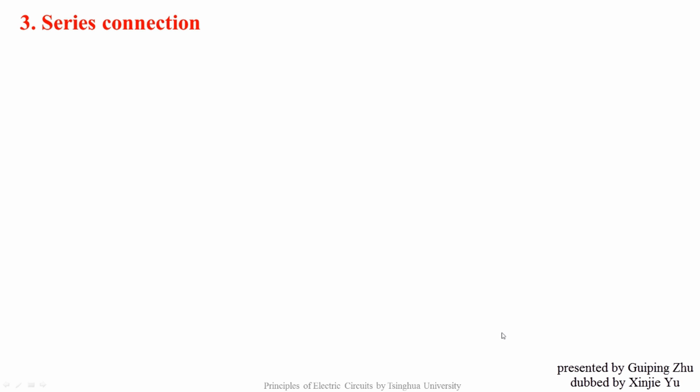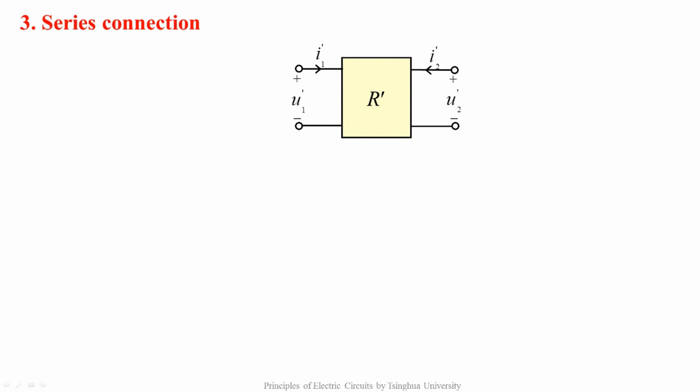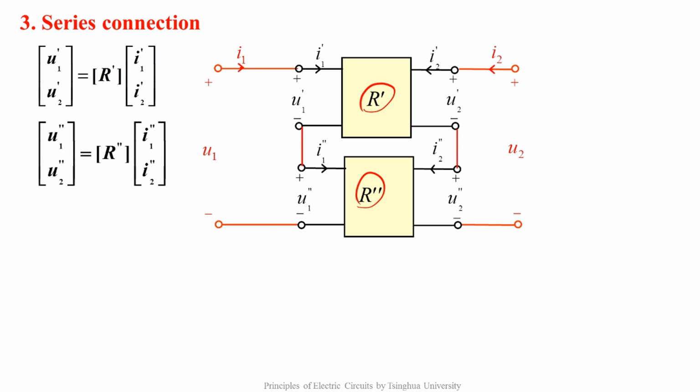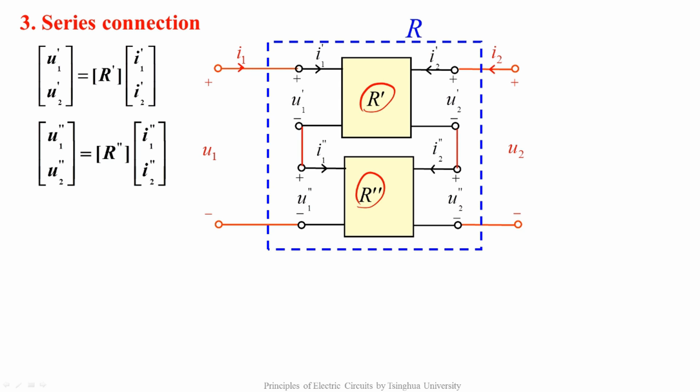The third connection is the series connection. The R parameters of the first two-port network is R prime, and the R parameters of the second two-port network is R double prime. Connecting their input and output ports in series respectively, then we get a new composite two-port network.